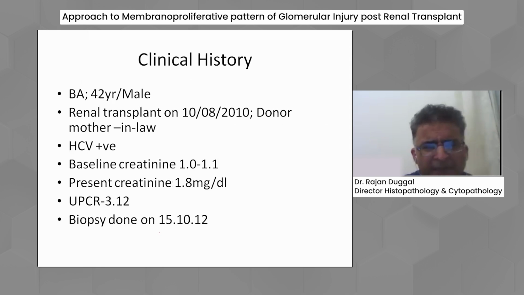So we go to another case. This is a 42-year-old male, renal transplant in 2010. Baseline creatinine is 1.1. At present there is a rise in serum creatinine. Along with that, there is proteinuria.